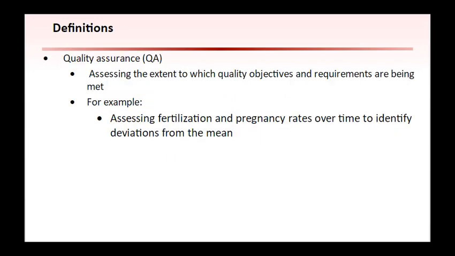Quality assurance involves assessing the extent to which quality objectives and requirements are being met. For example, fertilization and pregnancy rates should be tracked over time to identify deviations from the mean.